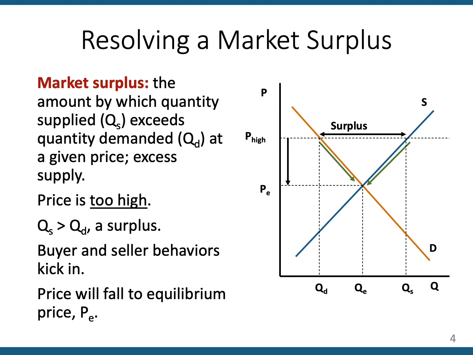So if you're one of these sellers, what are you feeling? Well, you have an inventory full of product. There's not enough buyers for it. Your inventory keeps getting larger and larger. And so you think, I have to get rid of this inventory. Let's lower the price. You will lower the price and other suppliers will do the same thing. Maybe you lower it just a little bit, maybe halfway between P sub high and P sub E. Well, that would result in a smaller surplus, but still a surplus.